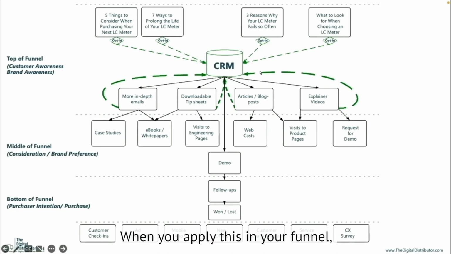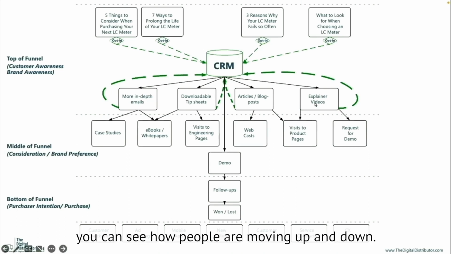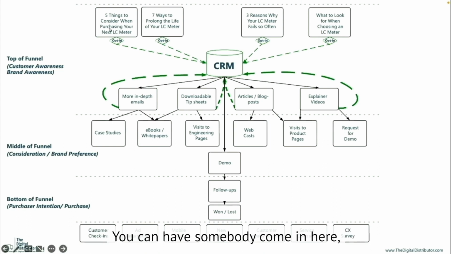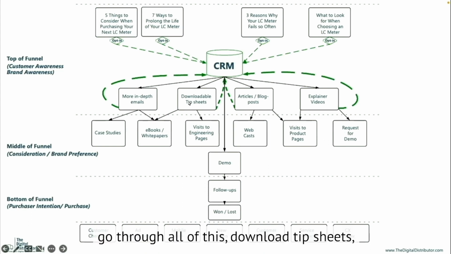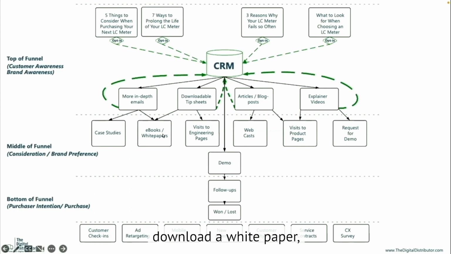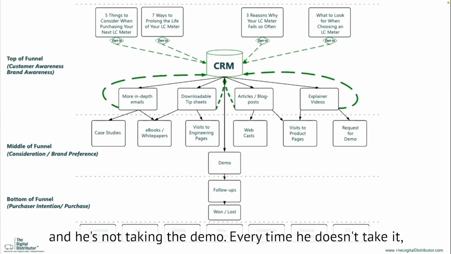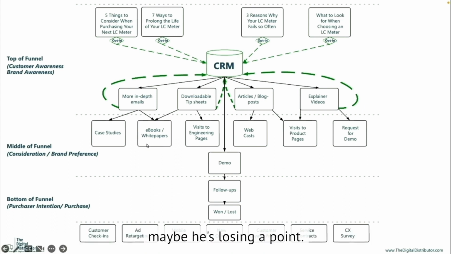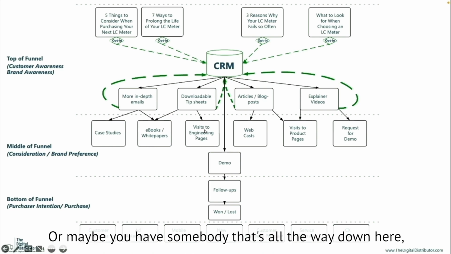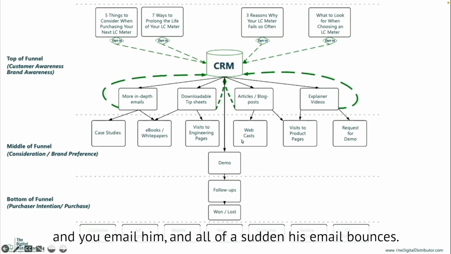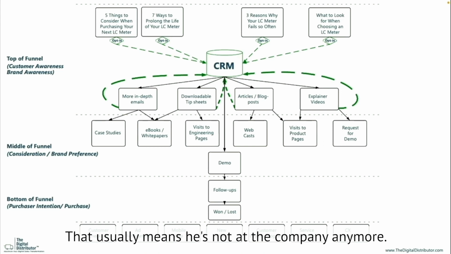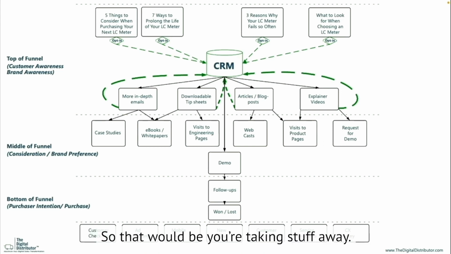When you apply this in your funnel, you can see how people are moving up and down. You can have somebody come in here, go through all of this, download tip sheets, load a white paper, and you can throw a demo in front of him 10 times, and he's not taking the demo. Every time he doesn't take it, maybe he's losing a point. Or maybe you have somebody that's all the way down here, and you email him and all of a sudden his email bounces. That usually means he's not at the company anymore. So that would be, you're taking stuff away.